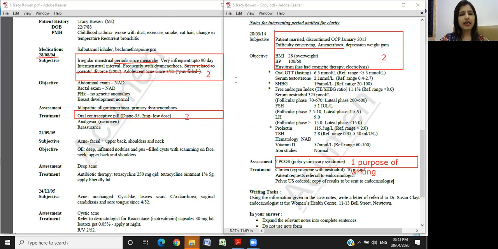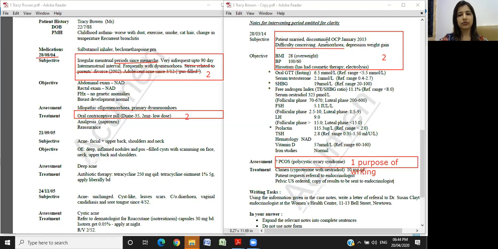So how would I start my second paragraph? Probably not with a timeline. I would rather say that Miss So and So has had irregular menstruation period along with dysmenorrhea since menarche, for which they had been, now because she is not on that medication, I would use past perfect tense, for which they had been prescribed a low dose of oral contraceptive pill. Okay, then from this I would directly jump to 2014.